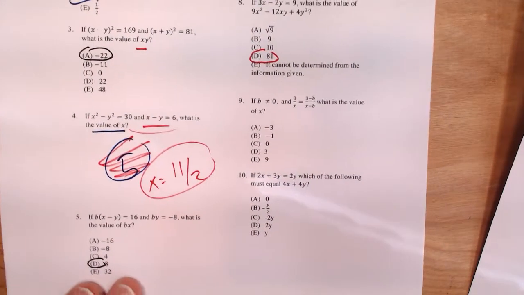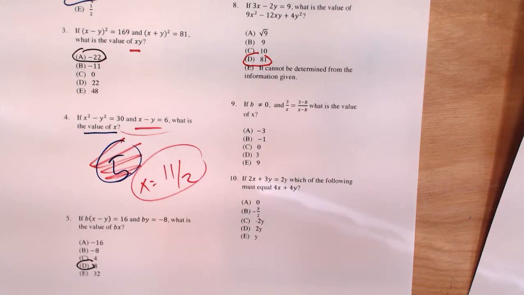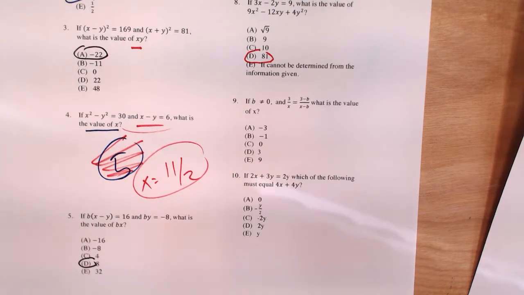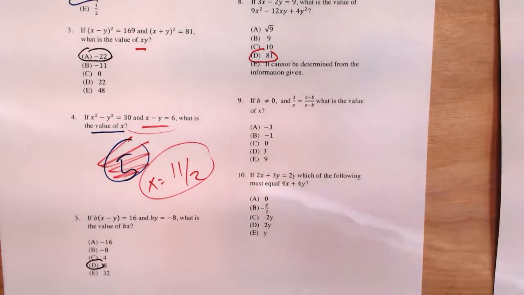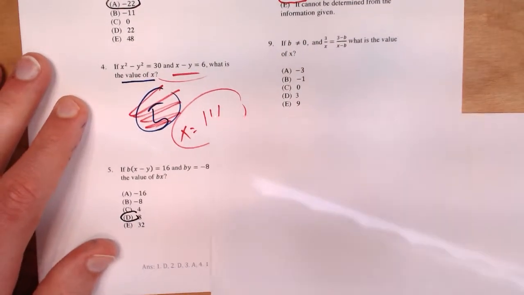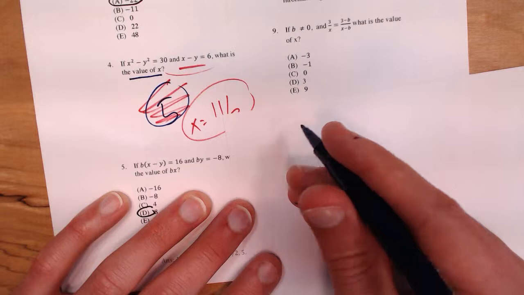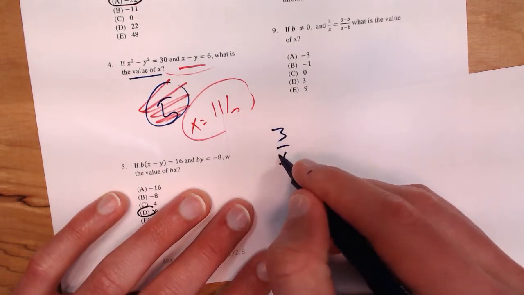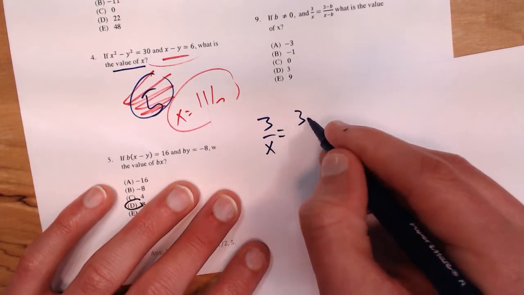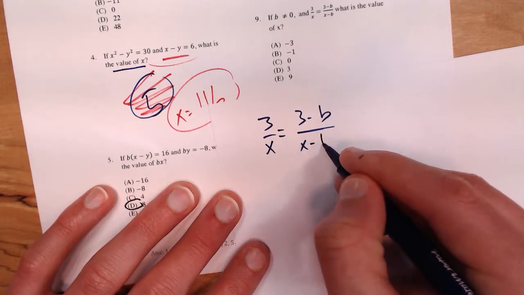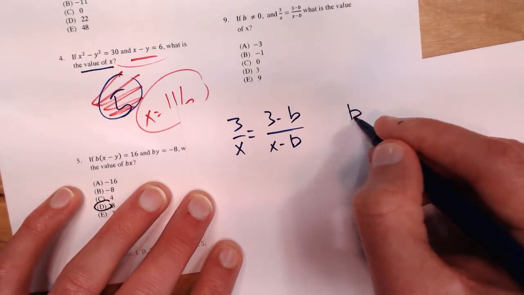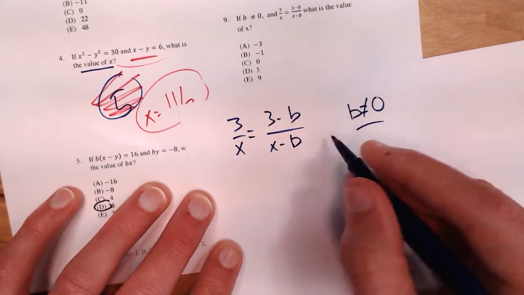We did. Great. Okay, number 9 says, if b does not equal 0 and 3 over x equals 3 minus b over x minus b, what is the value of x? Okay, this one might not be as sneaky. There might not be a huge shortcut, but that's okay. And they had to say b does not equal 0. We'll see why that's important in a second.